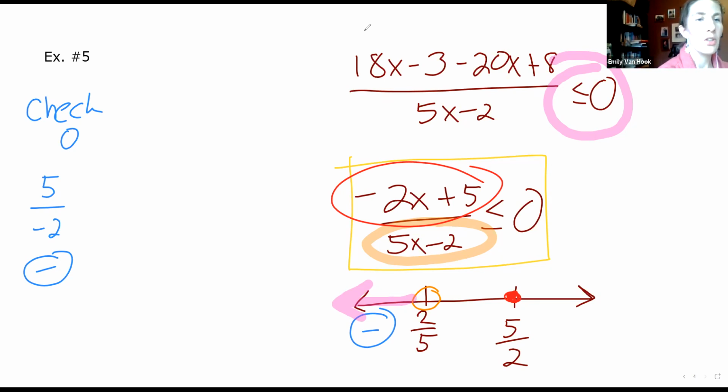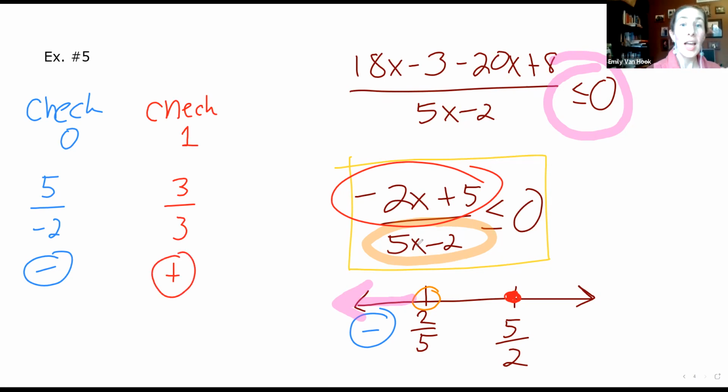So I'm checking my middle interval now, checking 1 for x. -2 times 1 is -2, plus 5 is 3. 5 times 1 is 5, minus 2 is 3. Okay, this is positive, which means I don't want to include that interval, because we're looking for negatives only. We're looking for things that make the inequality less than or equal to 0. So we're not including that interval.